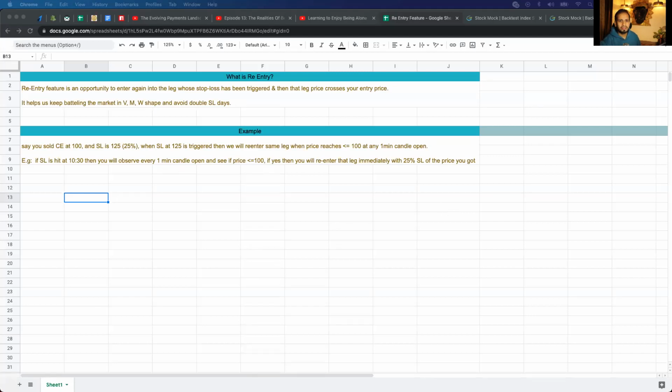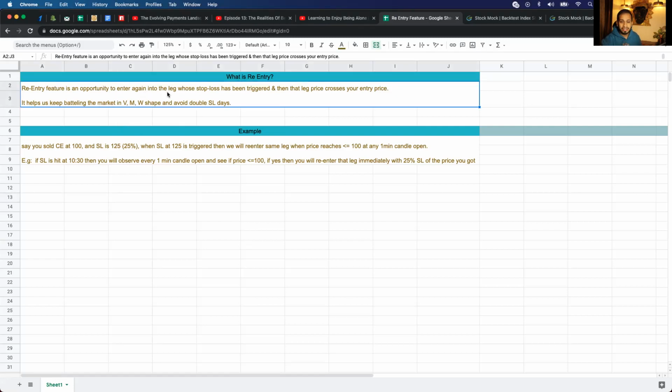Let me rephrase again. What is re-entry? Re-entry is an opportunity to enter again into the leg whose stop loss has been triggered, once that leg's price crosses your entry price. It means the market has taken a reverse direction and the same leg's entry price has been crossed again. It helps us keep battling the market in V-shape, M-shape, W-shape, and generally avoid double SL days. I told you it's not a permanent solution to every problem, but I'll show you how it can save the bad months and how it can cater to V-shape and M-shape markets. So do watch the video fully.